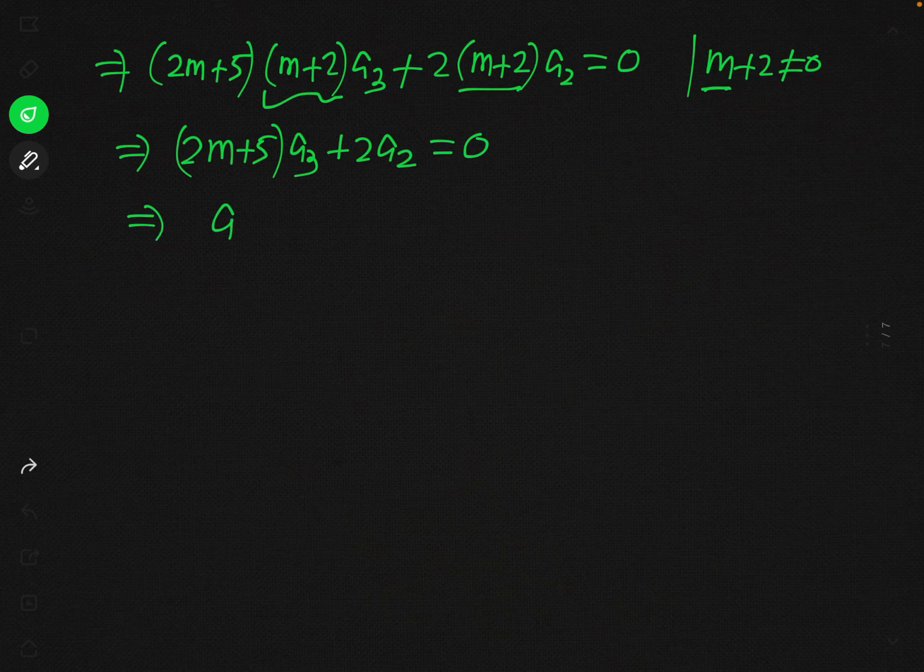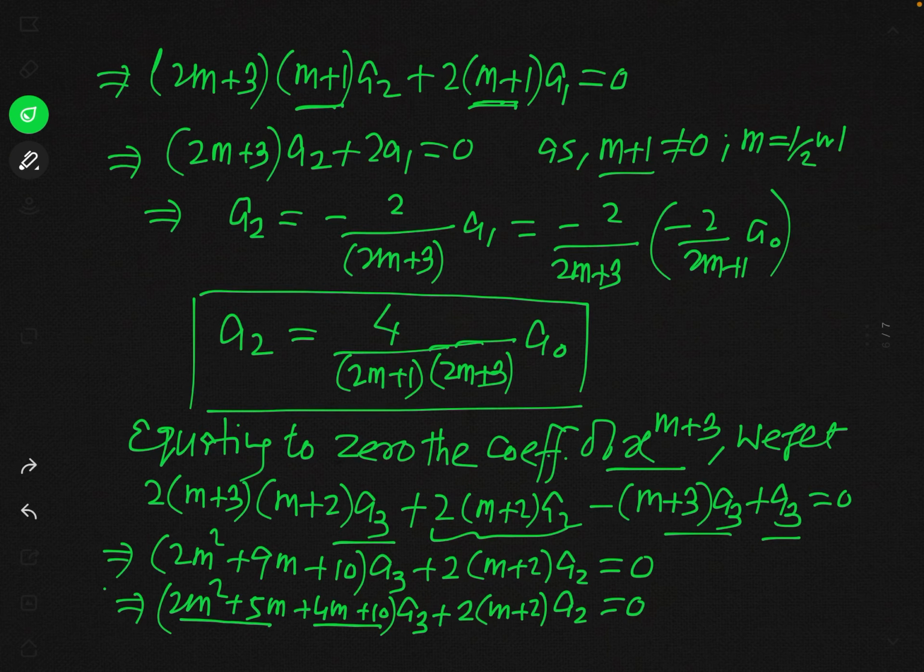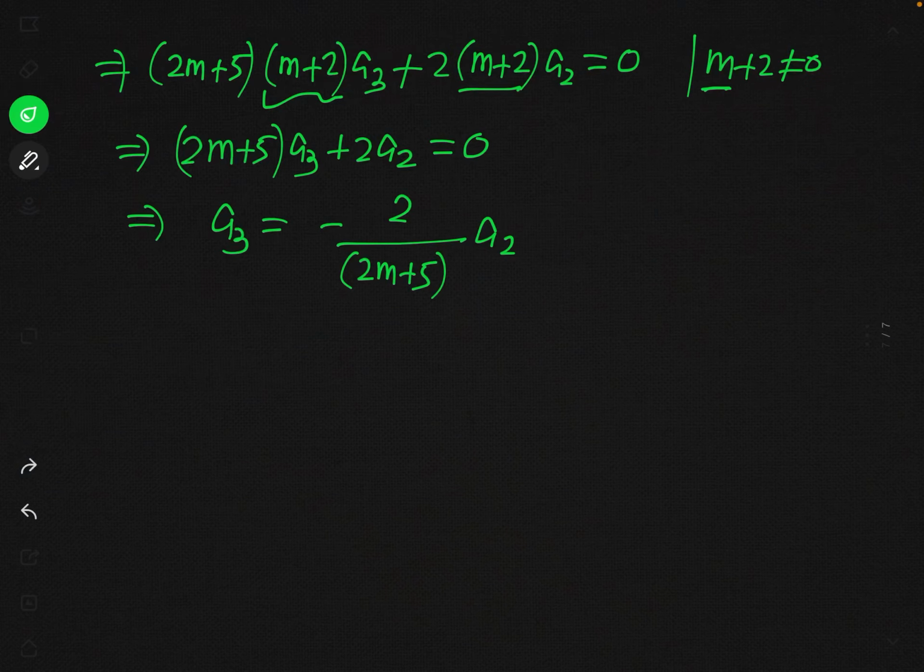So you can see that this a3 will be minus 2 over 2m plus 5 into a2. But you have already calculated the value of a2 in terms of a0. So let us substitute the value of this a2 from here in that equation. So this is actually 4 divided by 2m plus 1 into 2m plus 3 into a0.